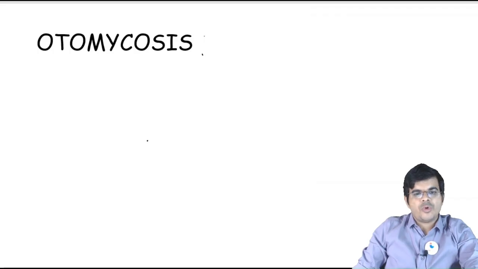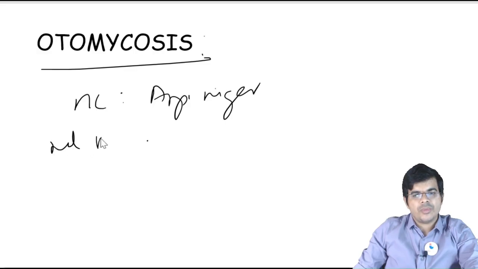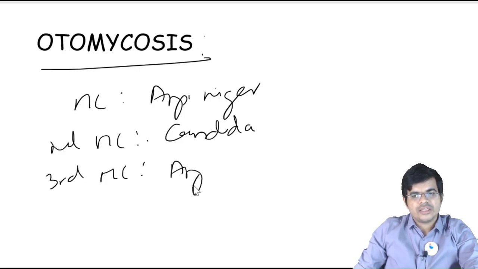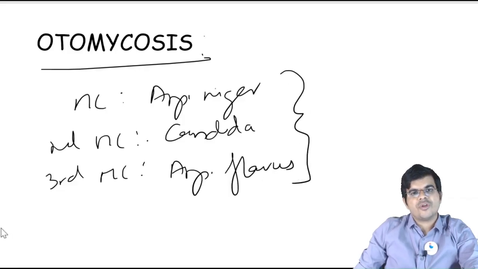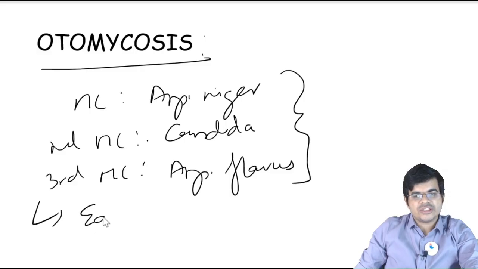So that's about otomycosis. Otomycosis, most common, it is being caused by Aspergillus niger, and second most common by candida, and third most common by Aspergillus flavus. Okay, these are the three different causes of otomycosis that you have to learn about. Now, how you treat otomycosis? You will have to do the ear toileting by suction clearance to remove the otomycotic debris. Okay, ear toileting is very important.